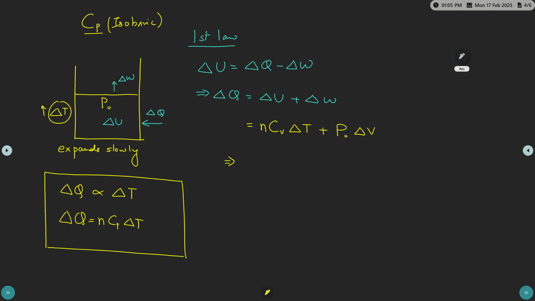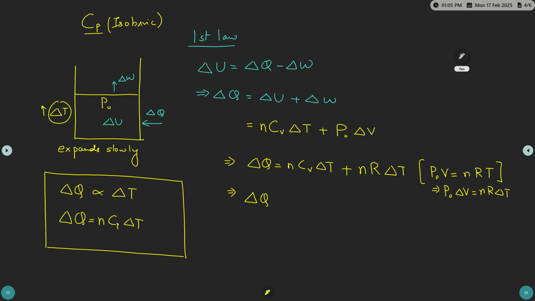So from this we have this formula: delta Q equals n Cv delta T plus P naught delta V, at constant pressure. So can I write it as nR delta T, since PV equals nRT? If I take delta on both sides, we can say P naught delta V equals nR delta T. Makes sense? So from this we have this formula that delta Q equals n (Cv plus R) delta T.